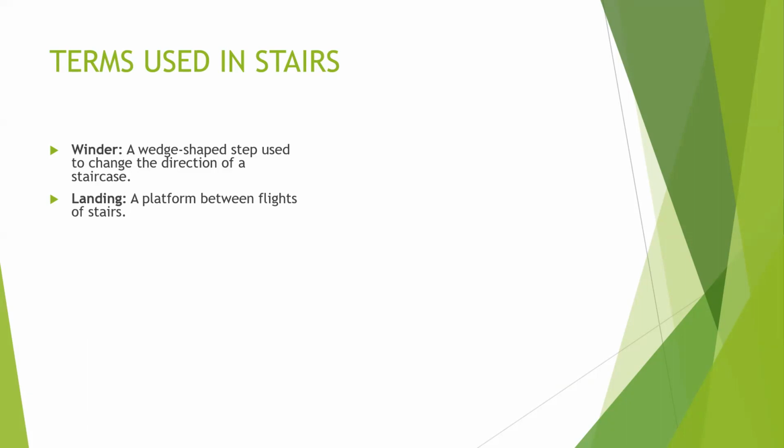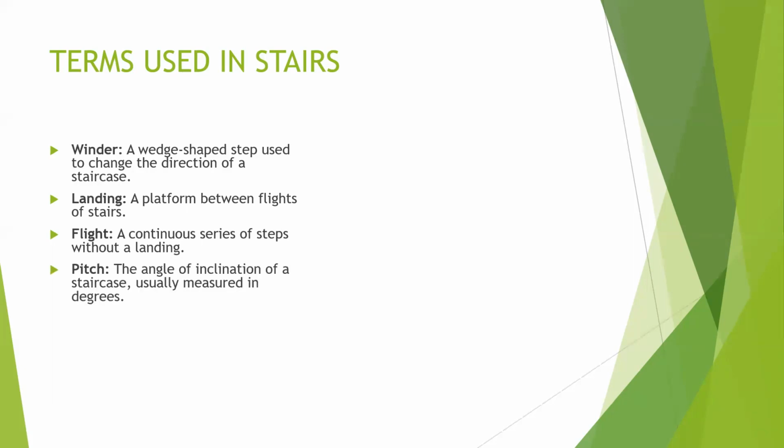Then there is a landing. The landing is a platform between flights. Just like the word itself, landing, it's more like a place where, by the time you finish your first flight, you are going to see a landing before you take off to the next flight, okay? Then flight itself is a continuous series of steps without a landing. That part of a stair where you have a series of steps before the landing is what is called a flight, okay?